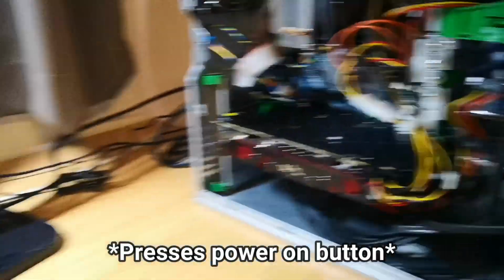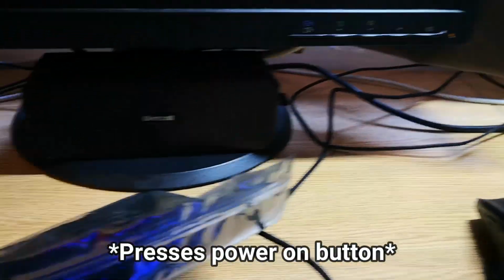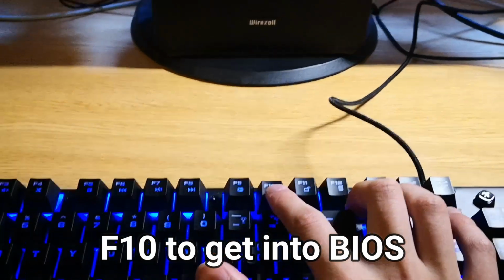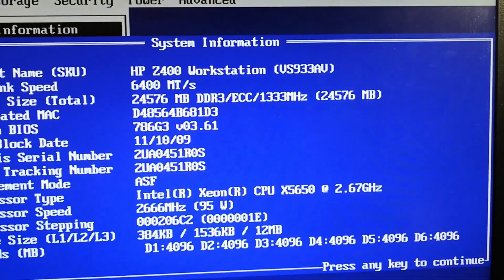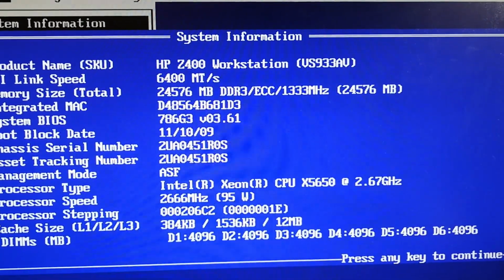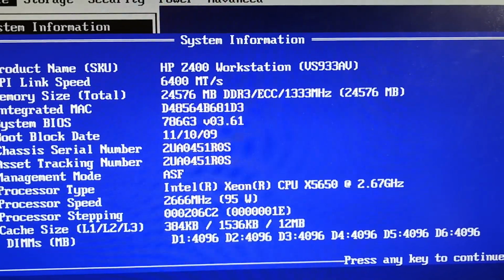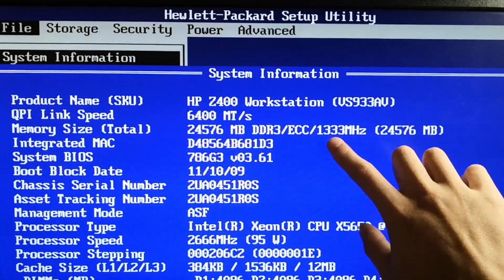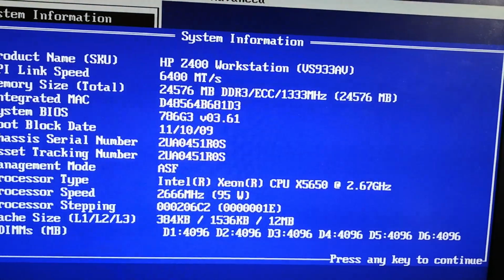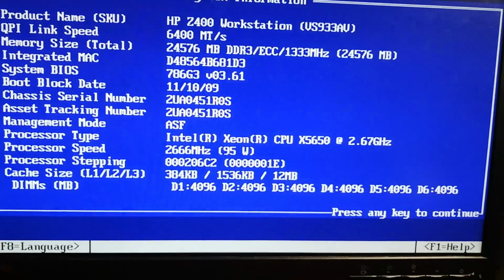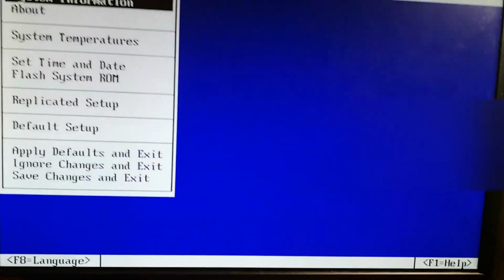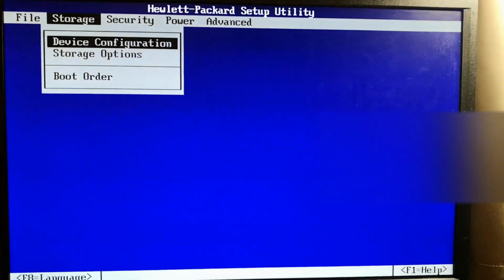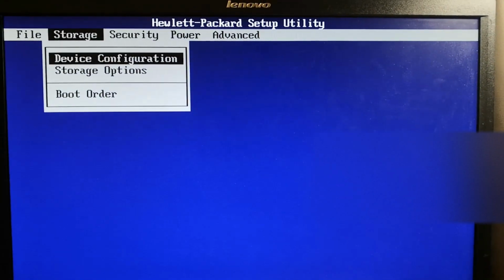Definitely a cheap PC to buy if you're looking into gaming. You smash the F10 button here. Yeah, the total for this build was only 300 quid. So as you can see here, it's running 24 gigabytes of memory, DDR3, error correction code, 1333 megahertz. So everything seems to be working fine and I didn't get scammed by the eBay seller.